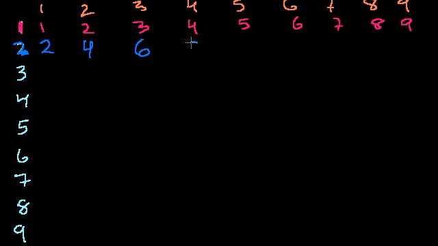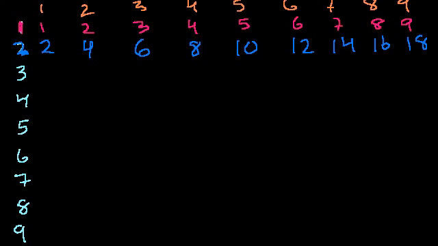2 times 4 is 8. Same thing as 4 times 2. 2 times 5 is 10. 2 times 6 is 12. I'm just adding 2 every time, right? Up here I added 1 from every step. Here I'm adding 2. 2 times 7, 14. 2 times 8, 16. 2 times 9, 18.